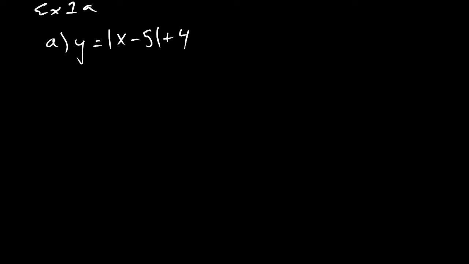A says that y is equal to the absolute value of x minus 5 plus 4. Alright, so what's step 1? Step 1. How do we graph this? We're going to find a parent graph.